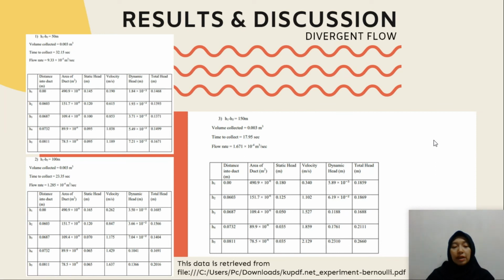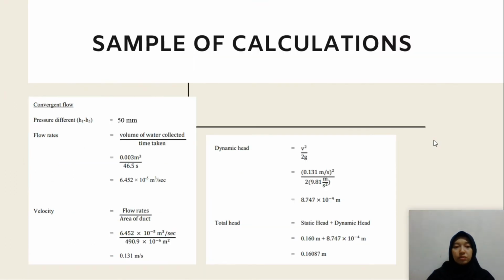This situation might be due to some errors or weaknesses when taking the measurement of each data. One of them is that the observer must not have read the level of static head properly, where the eyes are not perpendicular to the water level of the manometer. Therefore, there are some minor effects on the calculations due to the errors. Here is the sample of calculations using 50 mm.